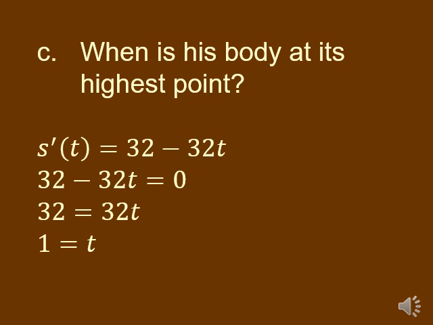Part C asks when his body's at its highest point. And again, to do that, what you do is you set the derivative equal to 0. I could have just remembered that I got 0 for the answer on part A and just used that answer. But here you can see the algebra to solve for the derivative equals 0, and you end up with t equals 1. So 1 second is our answer.